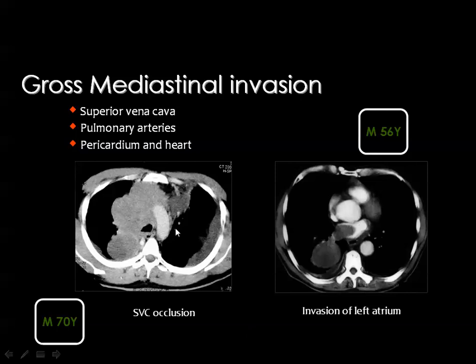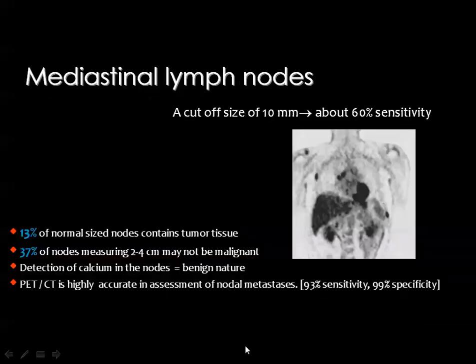This is the bronchogenic carcinoma. This is the arch of the aorta, and you cannot see the superior vena cava, which has been totally occluded by the tumor. And this is the bronchogenic carcinoma invading the left atrium. You see the tumor extension inside the left atrium. Then we came to the mediastinal lymph nodes, and actually the lymph nodes are diagnosed by the size in most of the cases using CT and MRI.